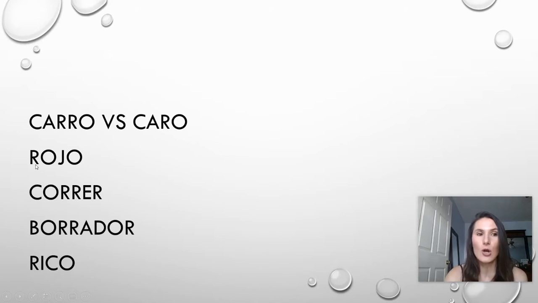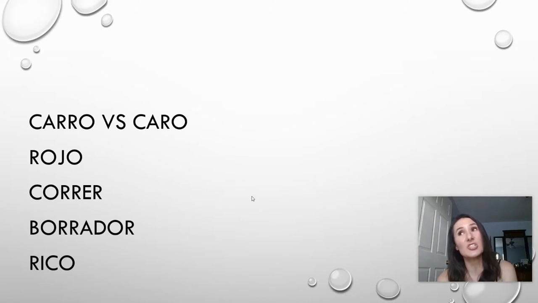Here we're going to roll the R because it starts the word. When there's a single R but it's the first letter of the word, then you're going to roll it. Rojo. Here it's correr, which means to run. Borrador, which means eraser. And rico, which means rich or tasty.